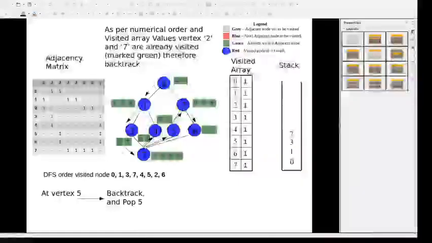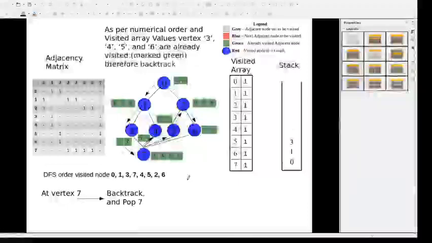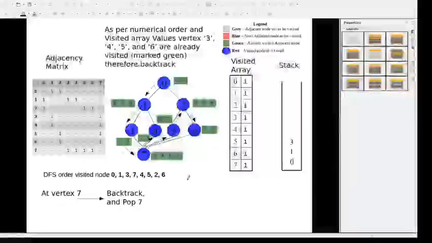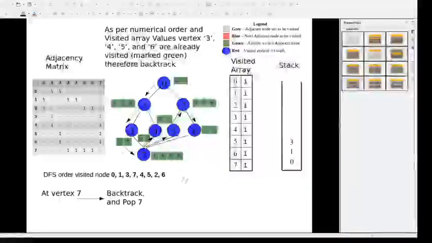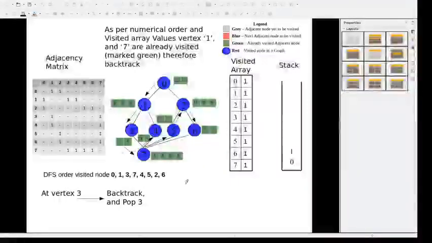So the next vertex I should visit should be 7. When I come to 7, I will come to know that the adjacent vertices for 7, that is 3, 4, 5 and 6, are already marked or already traversed, and therefore I should perform the backtrack operation here also. So I will remove 7 from the stack top. So the next element to be visited should be 3. At 3 I will come to know that the adjacent vertices are 1 and 7, which are already visited and marked green, and therefore I should perform the backtrack operation. So I will remove the element 3 from the stack top.